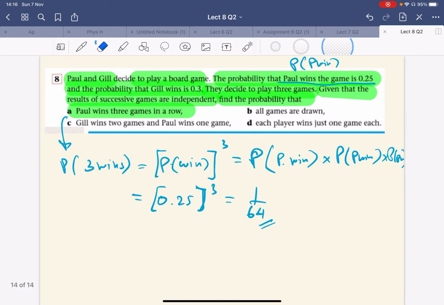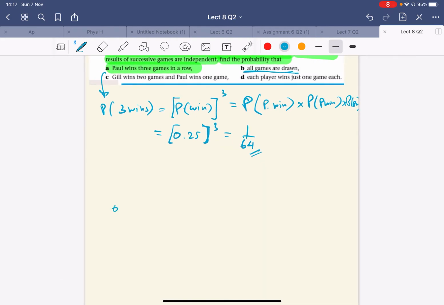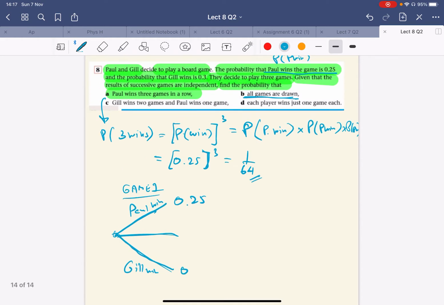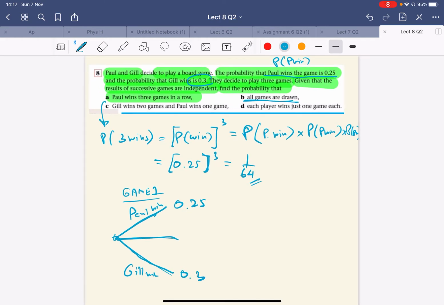The probability that all games are drawn. Let's just say I'm drawing out this tree diagram for you. This is the first game, game 1. The probability that Paul wins will be 0.25. The probability that Gil wins will be 0.3, given here. So this means it's a draw, right?